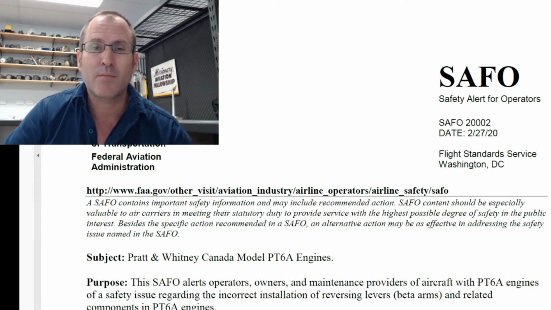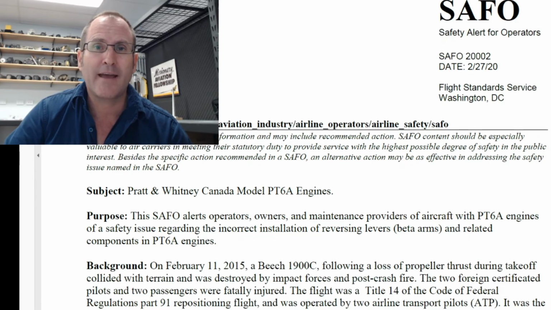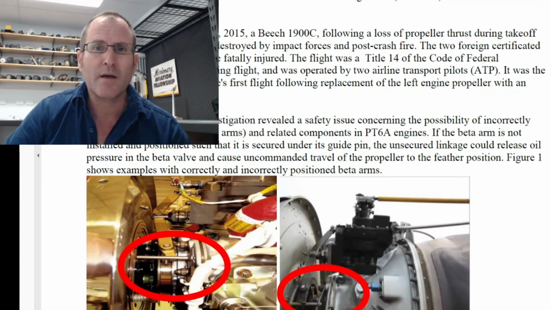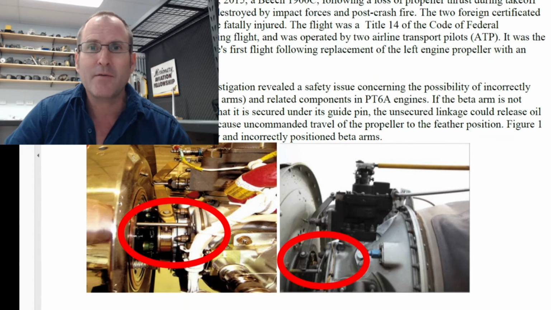But we can look at some of the pictures and we can see some of the examples of what we're talking about. So if I scroll down in this document and come to a few photographs, here we can see on the left hand side is the correct assembly of the beta carbon block and the beta feedback arm. On the right hand side is the arm above the retaining pin, called the guide pin.